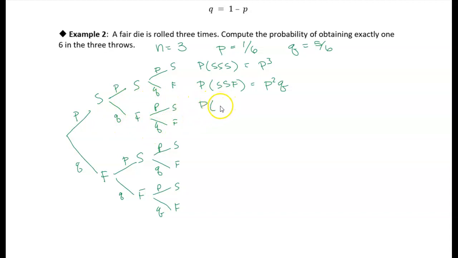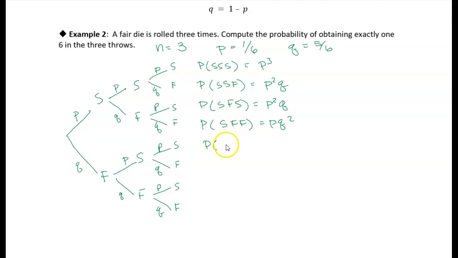So the probability of success, failure, success, that's this outcome here, is just going to be, again, p squared q. And then the probability of success, failure, failure is just going to be p times q squared, pq squared. All right, so we're just going to keep going and show the probabilities of all these possible outcomes of rolling this die 3 times.